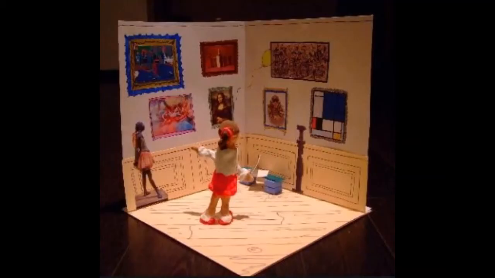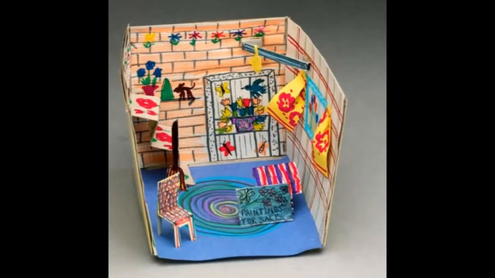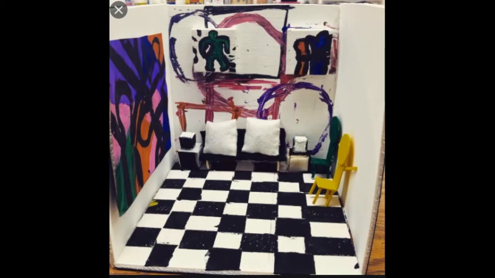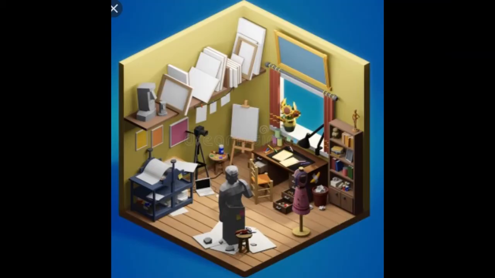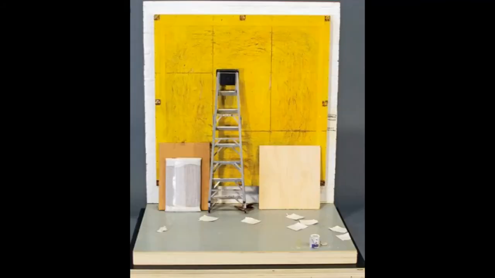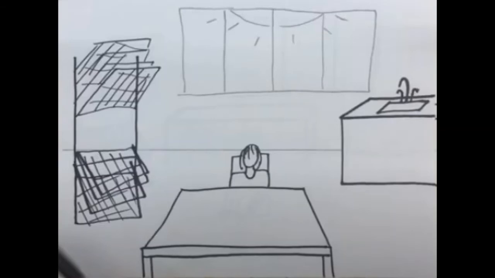Want to make a 3D room? Well, try a box. Or if you don't have a box like a shoebox available, fold some paper to make the walls and tape it together. Here are two adult examples of an art studio. Or get a pencil and paper and draw this picture with me on the next page.